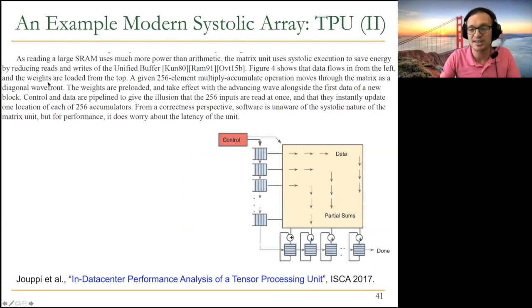But you can see this paragraph from the Google TPU paper. Figure 4 shows that data flows in from the left, and the weights are loaded from the top. I don't know if this is figure 4, but yeah, this is a figure 4.